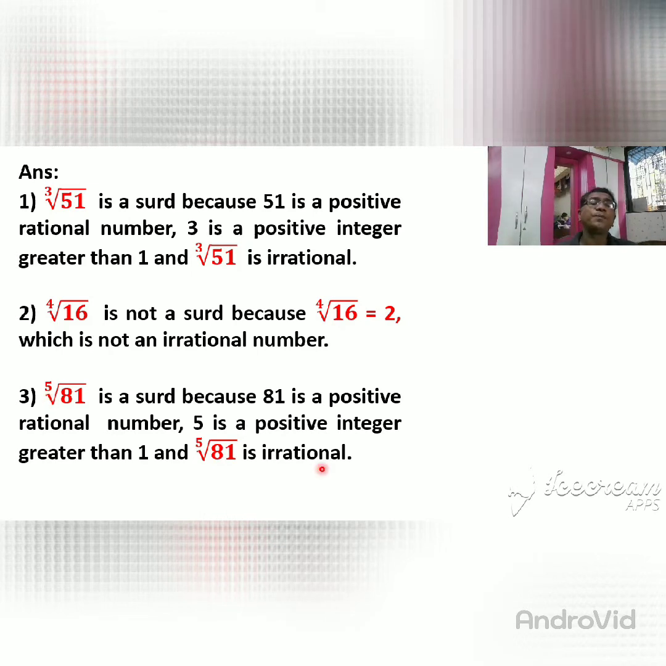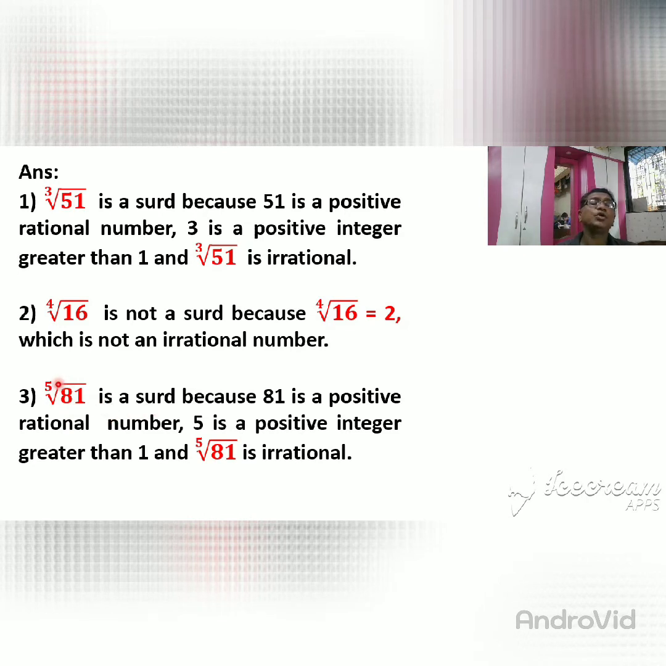So the fifth root of 81 we don't know. We cannot find the fifth root of 81. So it is an irrational number. So it is a surd. Do you understand what I say?